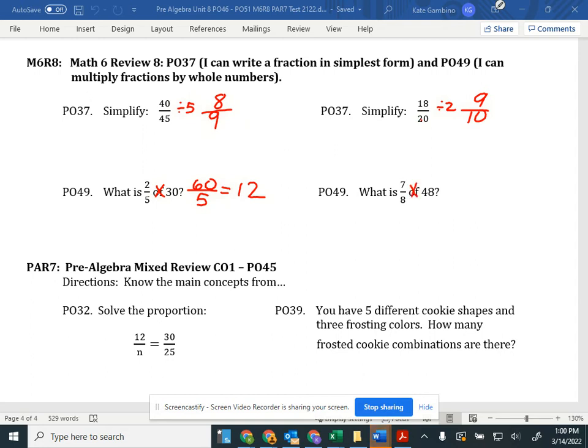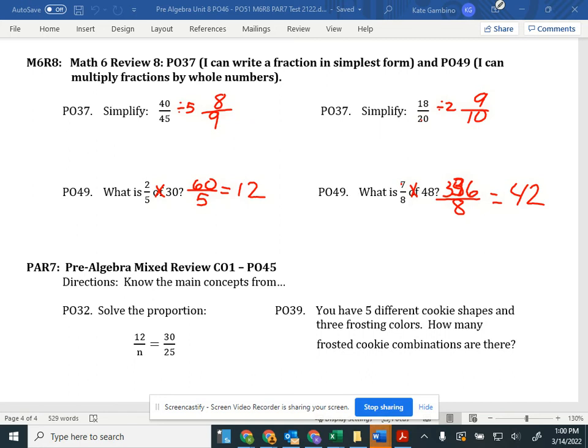Again, of means multiply, so 7 times 48. I didn't actually write down the number. I think it's 336 divided by 8. Whatever 7 times 48 is, divided by 8 gives us 42. There's 336. I was close. 336.